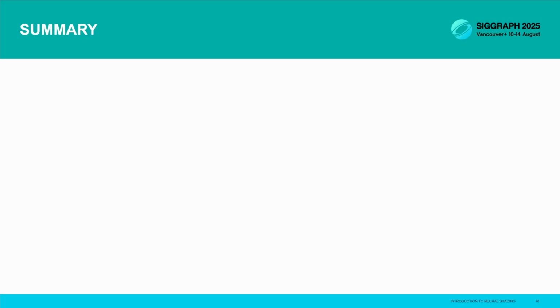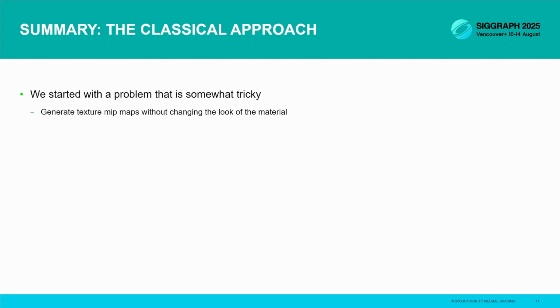So now that we have something that works, let me summarize what you saw in the last 20 minutes. We started with a problem that's actually kind of tricky to solve, right? We want to generate texture bitmaps that are lower resolution but don't change the look of the material. And the simple approach of just downsampling the textures didn't work very well.